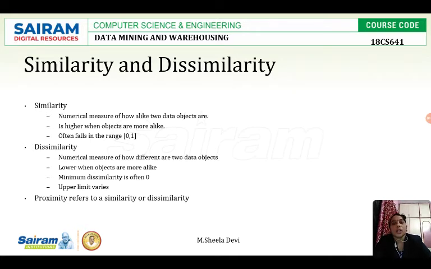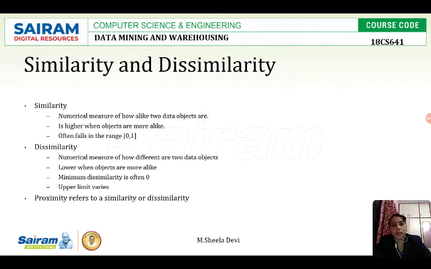Similarity is higher when objects are more alike. When the objects are more alike, the similarity will be higher, and it often falls in the range 0 to 1.